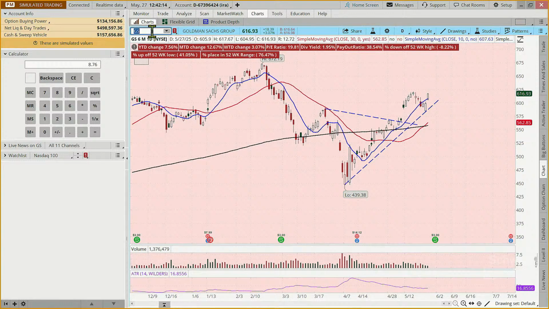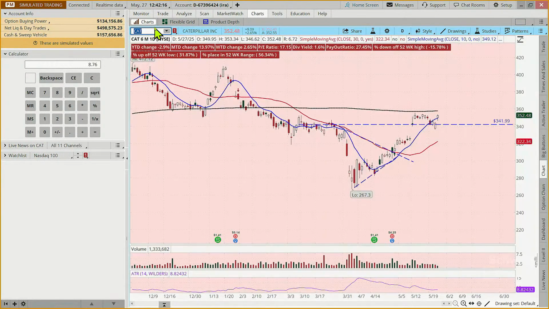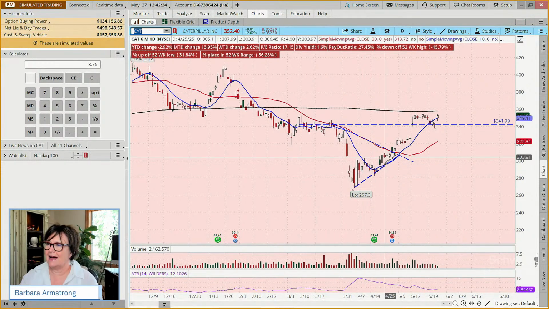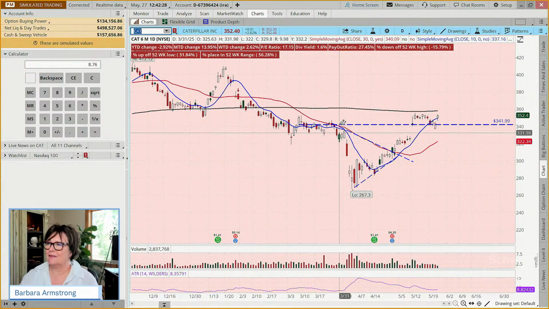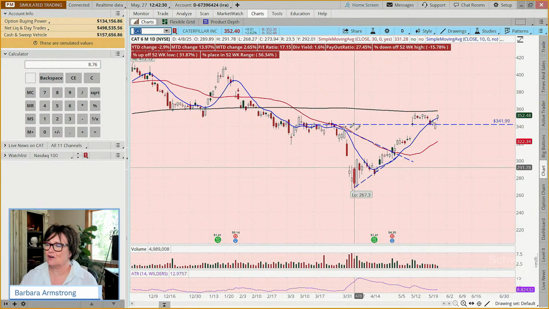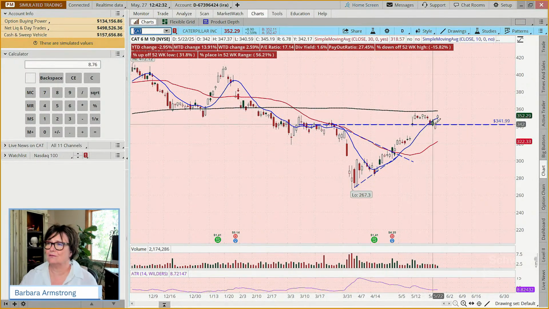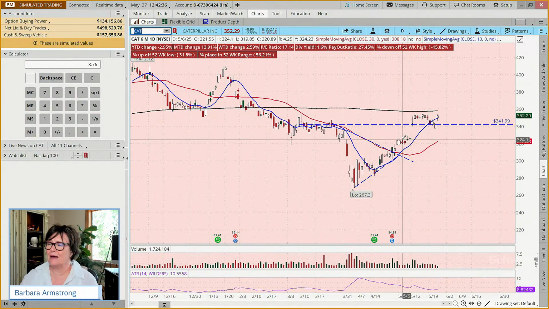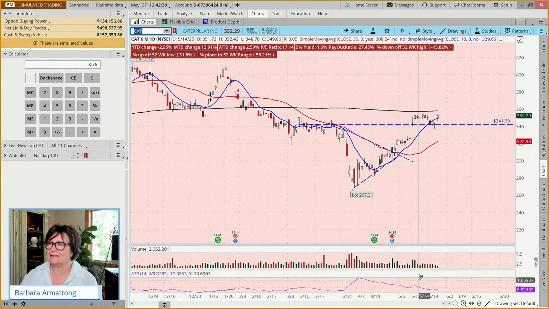How about Caterpillar? Again, some might see this as an ascending triangle, or a symmetrical triangle here that broke out. And it broke out here, came back, pulled back, and then it's kept on going.